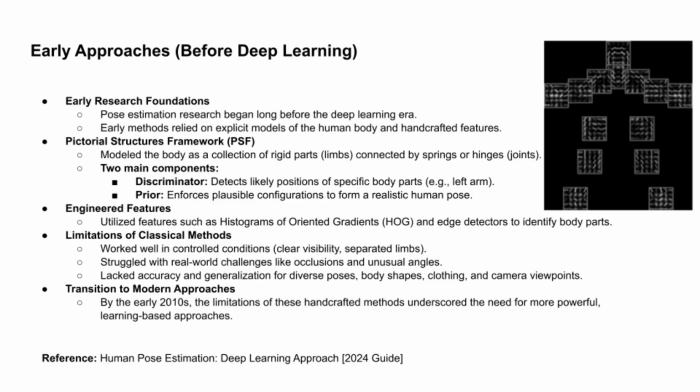For example, the pictorial structures framework modeled the body as rigid parts connected by springs, using discriminators to detect parts, like a left arm, and priors to enforce realistic configurations. Features such as HOG and edge detectors helped identify body parts under ideal conditions, but these methods struggled with occlusions and varied poses, prompting the shift to more powerful learning approaches by the early 2010s.